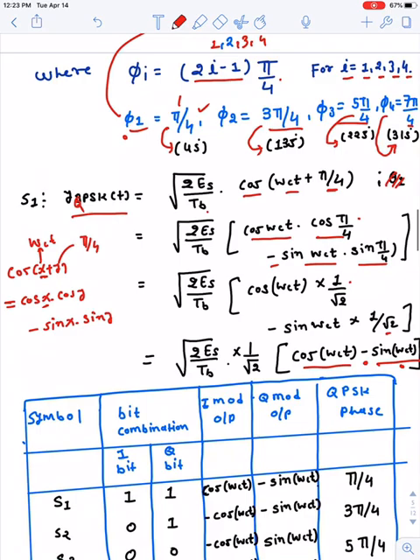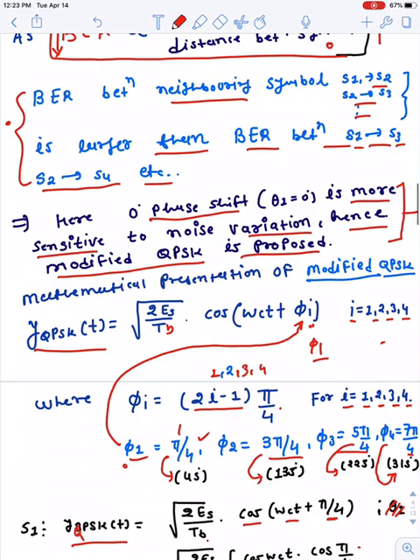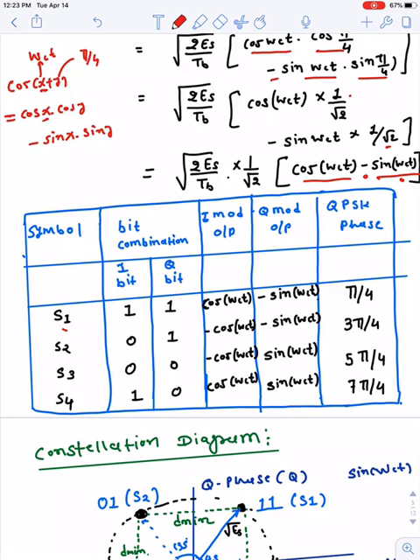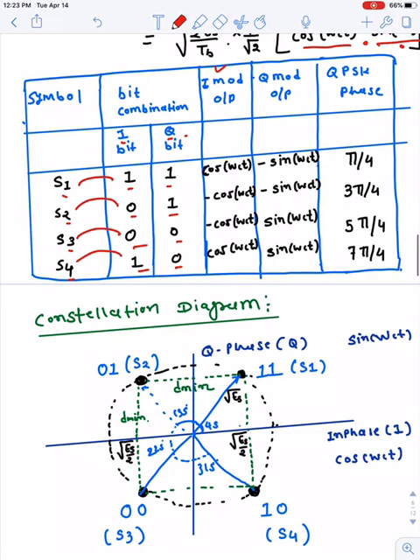Now again, the similar table that we have seen for simple QPSK, for this modified version of QPSK, if you put this one, the symbols S1, S2, S3 and S4, the bit combinations are now changed. The first bit is known as the I bit and the second bit is known as the Q bit. I bit means in phase, the Q bit means the quadrature phase shift. So that would be a combination of 1,1, then 0,1, 0,0 and 1,0, which correspond to the symbols S1, S2, S3 and S4. Now, the part going with the I phase is the in-phase part, and generally the in-phase part is the part going with the x-axis.